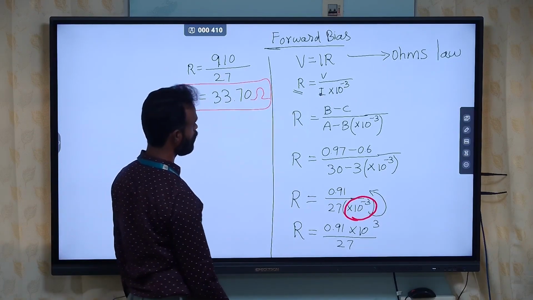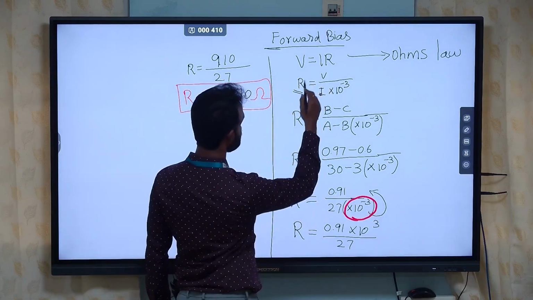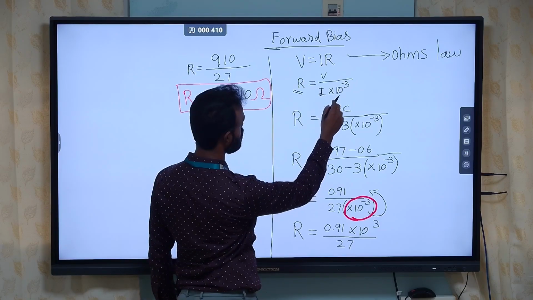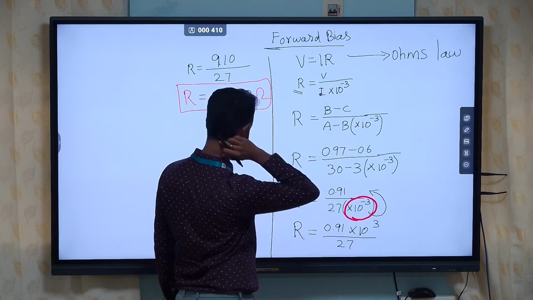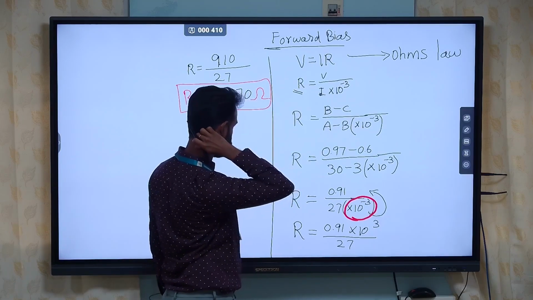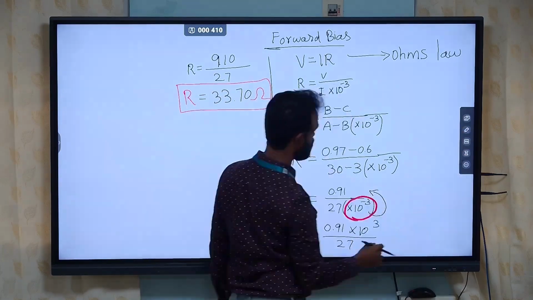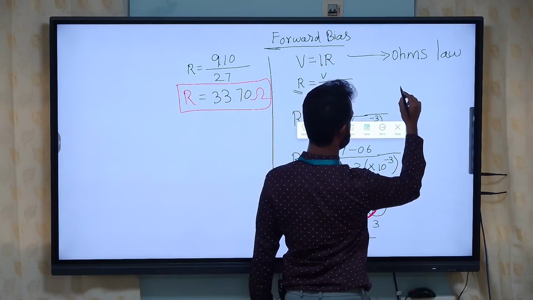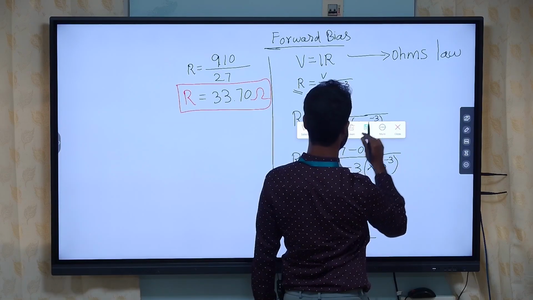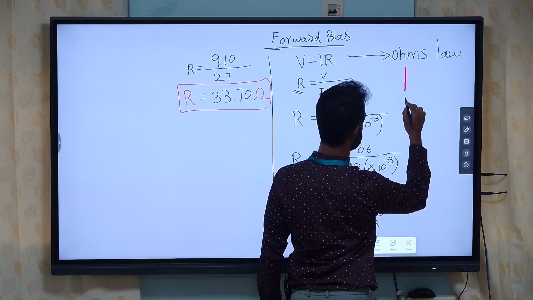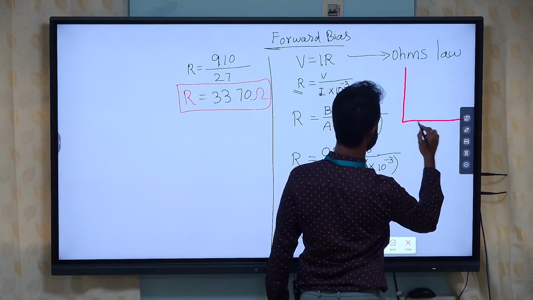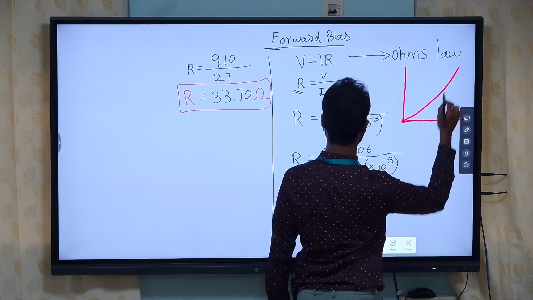Here is the model calculation. V equal to IR, so R equal to V by I into 10 to the power minus 3. If it is B minus C, we can draw here. Only the diagram part I will draw here.